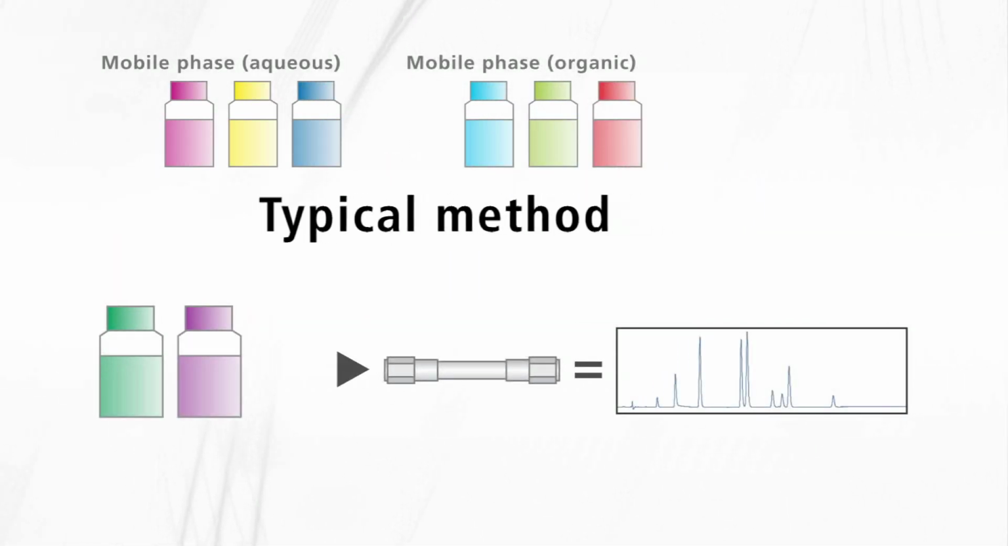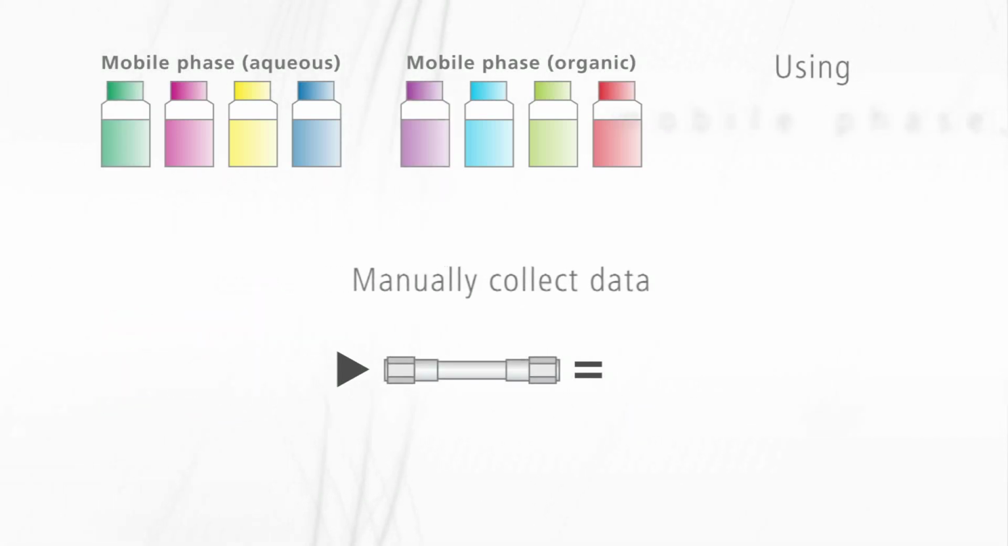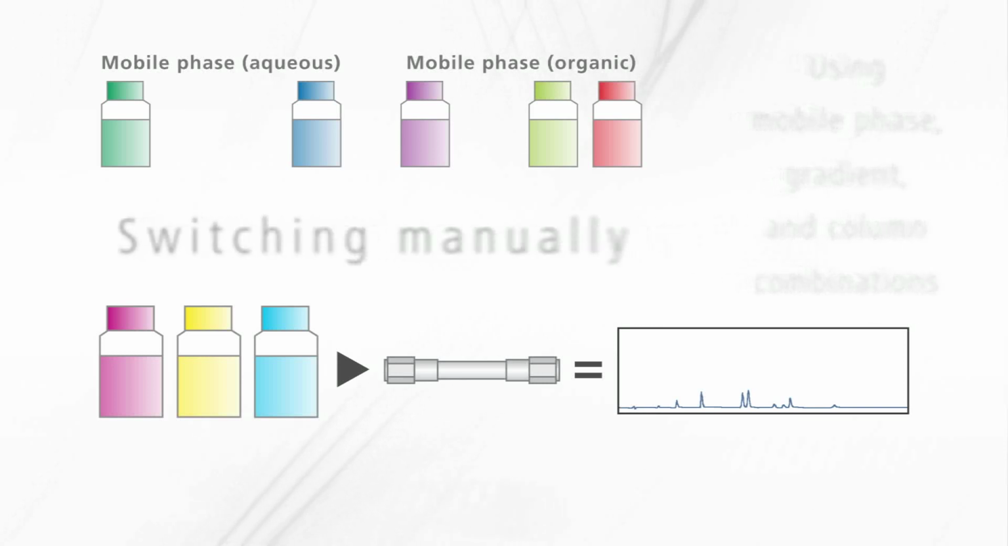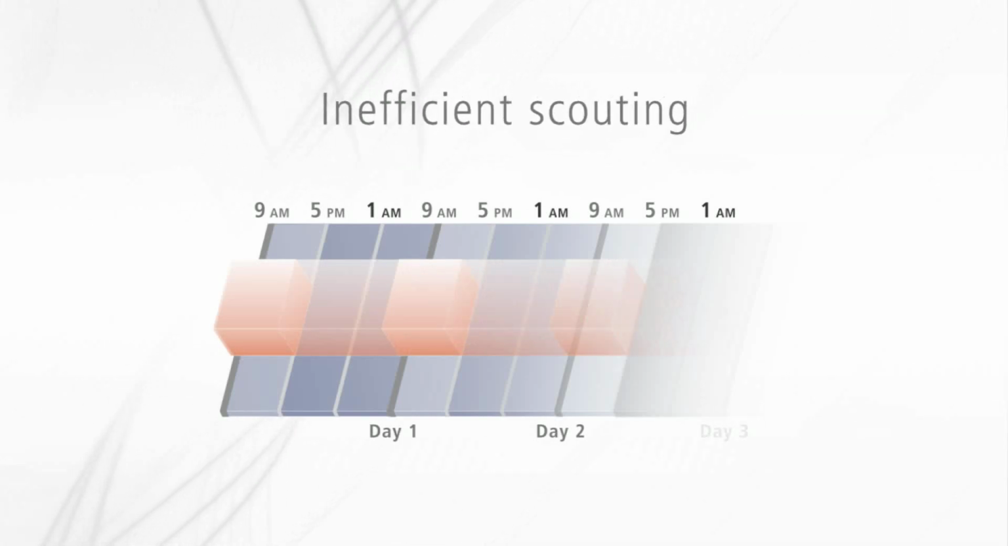In a typical method scouting procedure, data is collected using a number of mobile phase, gradient, and column combinations. Analyzers switching manually between these combinations are limited by the number of work hours in a single day, making it impossible to perform method scouting efficiently.